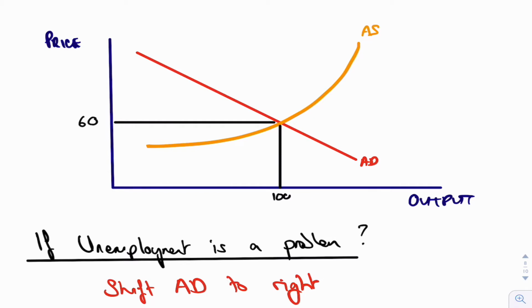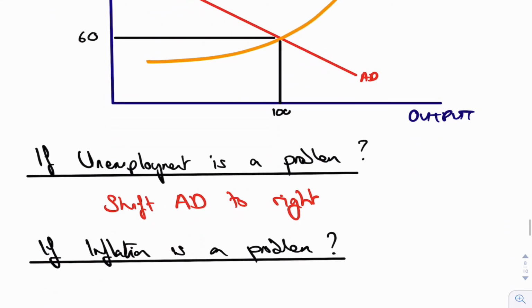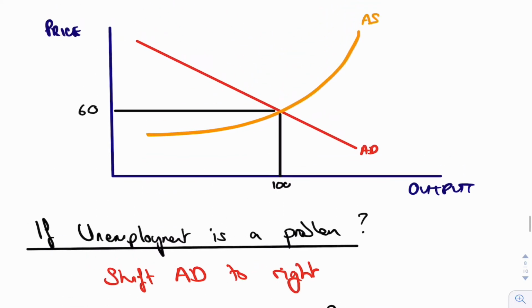hand side, couldn't we? If we pushed it to the right hand side, then the equilibrium would mean that the output would increase. If inflation was a problem, I wanted the price to decrease, and hopefully you can also see that I'd move the aggregate demand line to the left. Okay, so that's just aggregate demand.